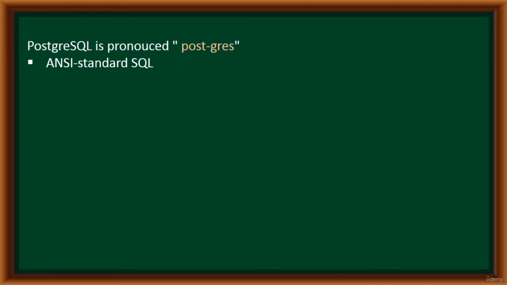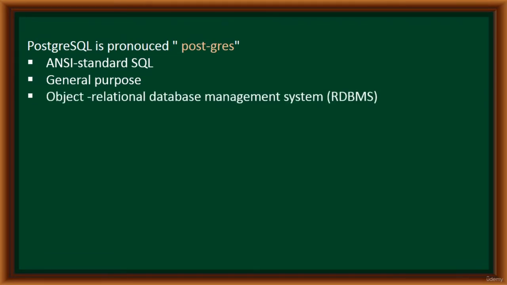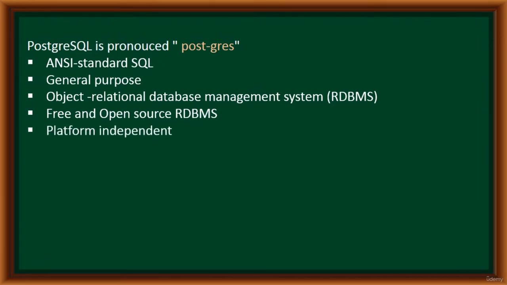Postgres is a general purpose database management system, so you can use it basically for a variety of things. It is also object relational, so it's known as an object relational database management system. It is free and open source. By open source, that means people can contribute to make it better. It is also platform independent. What that means is that you can install it on a Windows platform, Mac platform, a Unix platform. So it's not pegged to one platform. So you can use it across multiple platforms.